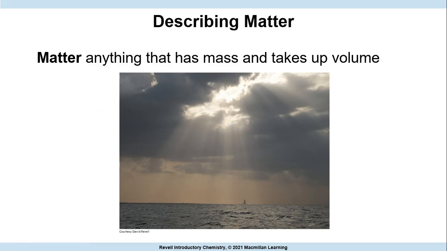Now, understanding how these things work and how they behave is very important and is what we are going to look at. Now, let's look at matter. Matter is anything that has mass and occupies space. So in this picture, you see clouds. That is matter because they occupy space and they have mass. So anything that you can think of that has mass and occupies space, that is actually matter.